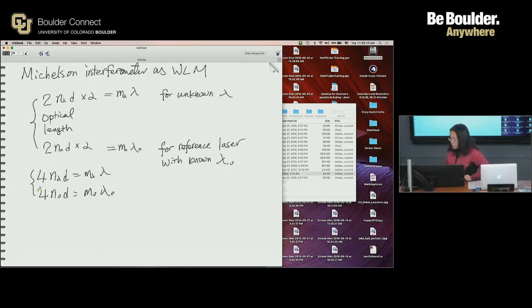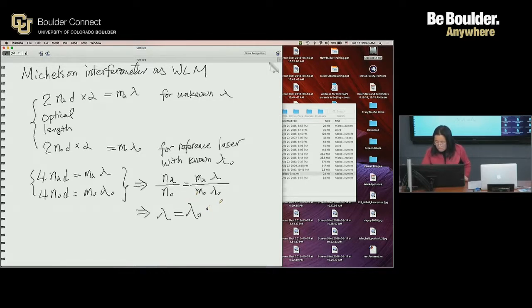Am I blocking this? Okay. So in this case, what would you do to get lambda? You take the ratio between these two equations. d will be cancelled out, 4 is cancelled out. What would remain? n(lambda) times lambda divided by n naught times lambda naught equals M(lambda) divided by M naught. So the unknown wavelength lambda equals lambda naught times n(lambda) divided by n naught, times M naught divided by M(lambda). Is that clear?